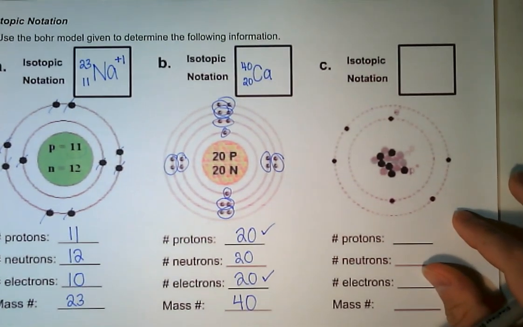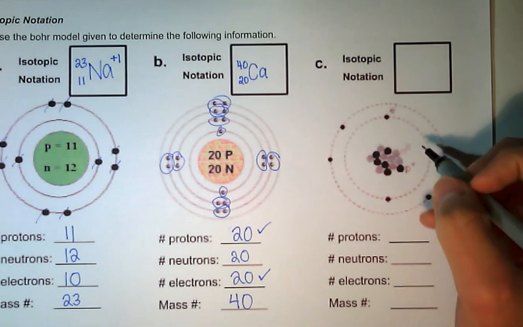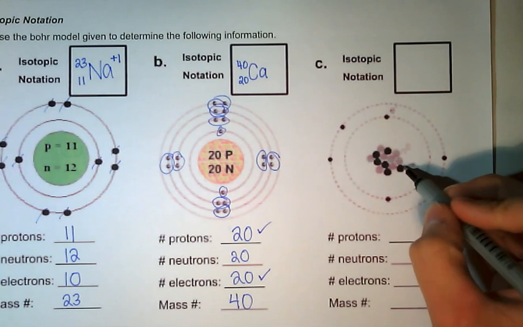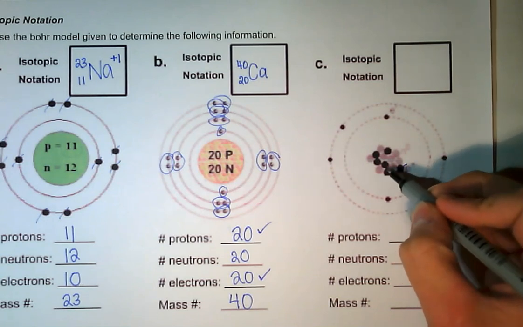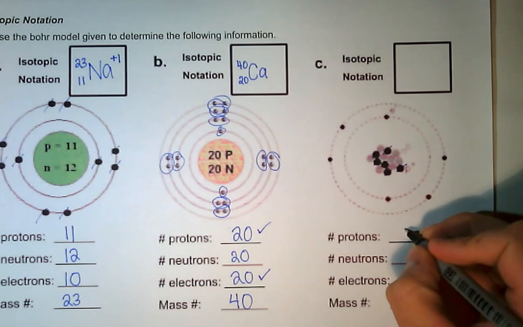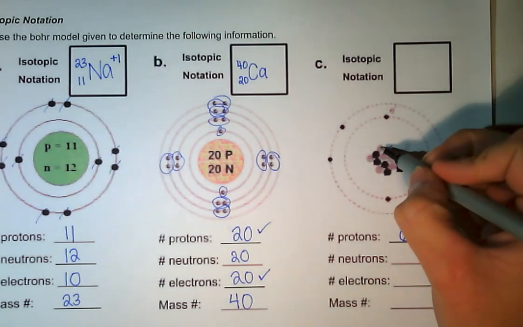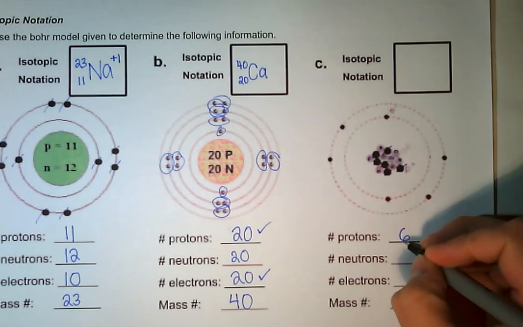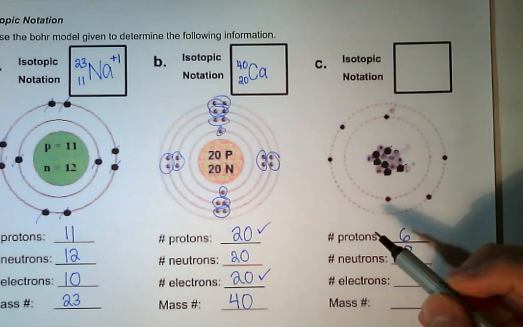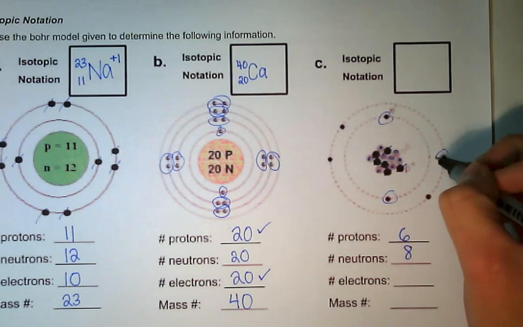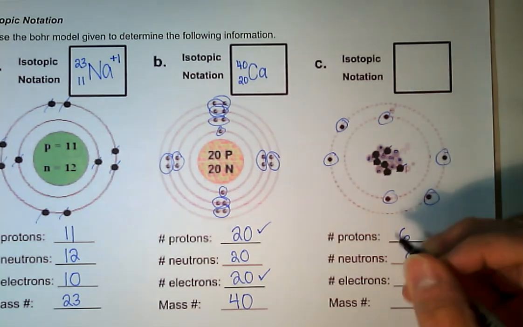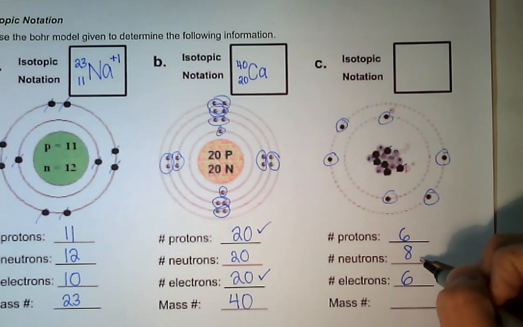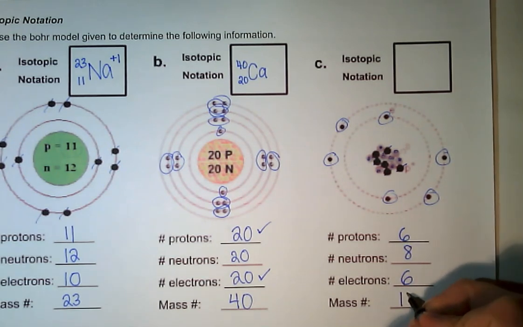And then finally, this last one's maybe a little bit harder to see because you actually have to count the protons and the neutrons. So our protons are these black ones. We have 1, 2, 3, 4, 5, 6 protons. And then our neutrons are the purple. We have 1, 2, 3, 4, 5, 6, 7, 8 neutrons. And then our electrons, we have 1, 2, 3, 4, 5, 6. 6 electrons. So our mass number is just our protons plus neutrons. 6 plus 8 gives us 14.